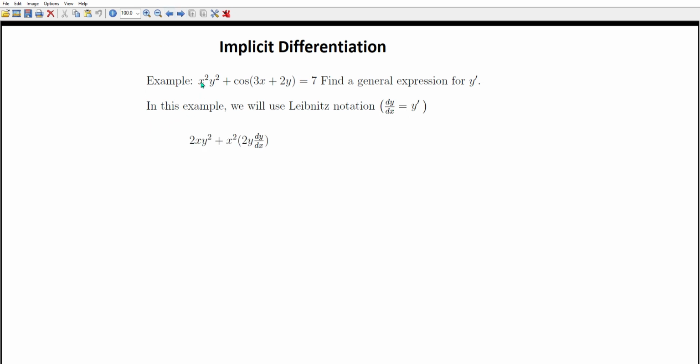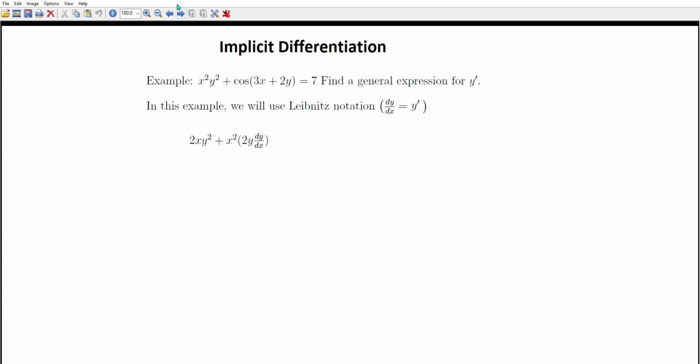So starting here, it's a product rule. Derivative of the first, 2x, times the second, y squared, plus x squared, the first, times the derivative of the second. And this is a chain rule, which we've seen before. So we're going to get a 2y dy/dx.